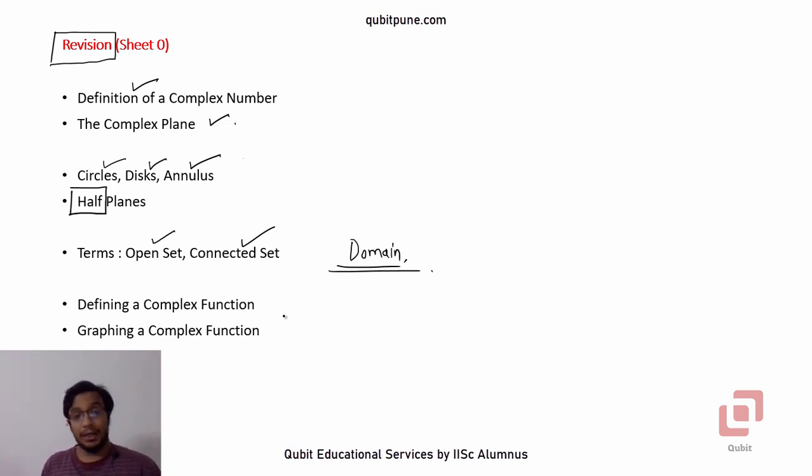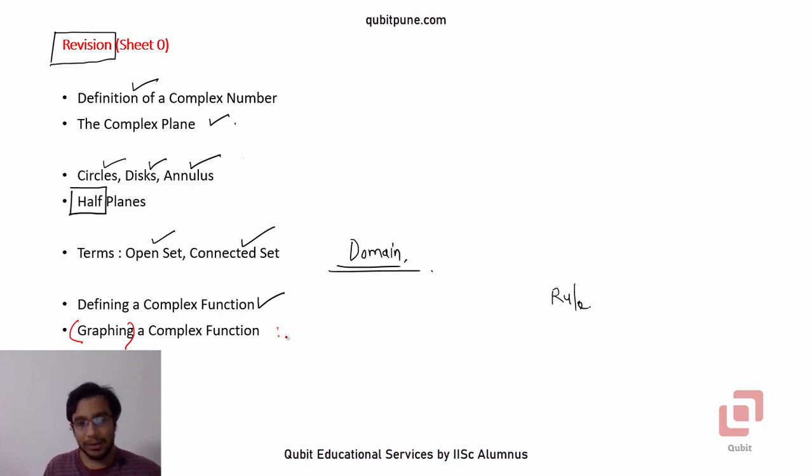And then we will define a complex function in a way similar to the way we defined a real function. We will not follow the sets and relations approach, but we will define function as a rule which takes in a variable or a value and spits out another value. And then finally we will talk about graphs of a complex function, or in general the process of graphing a complex function.